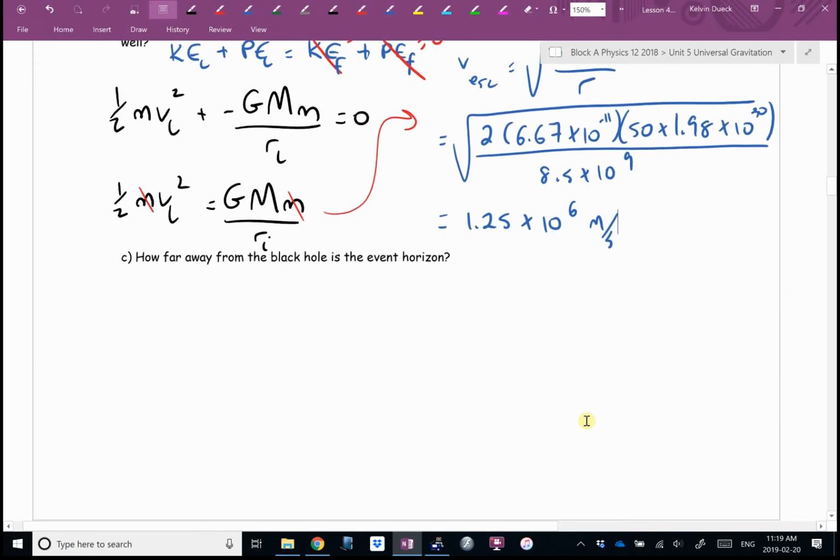How far away from the black hole is the event horizon? Now, what do we mean by the event horizon? That's the point where if you're closer than that, nothing can escape. If you're further than that, it's still theoretically possible to escape the black hole. What speed would be crucial in the event horizon? First of all, how far away? What's this question asking me to find?